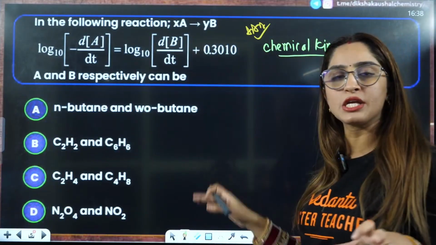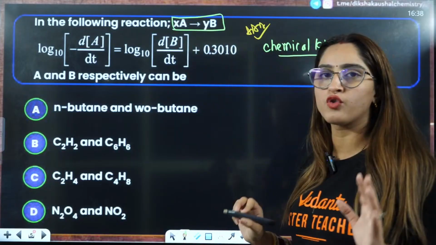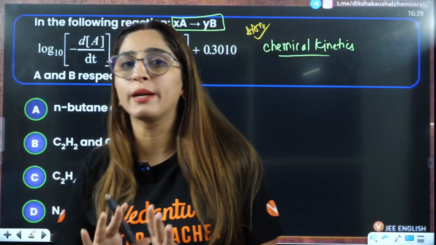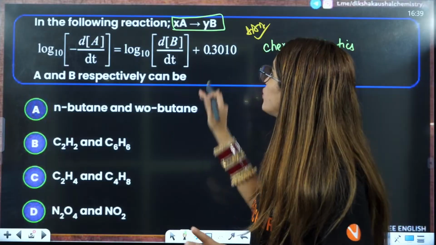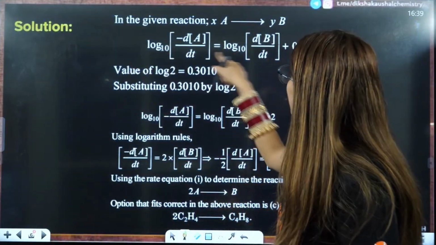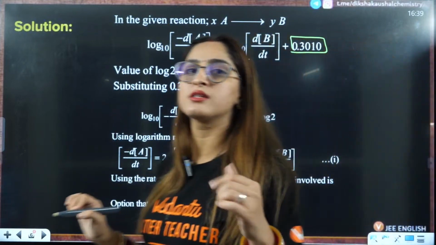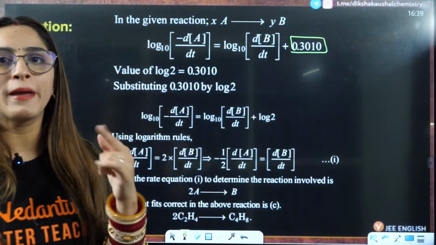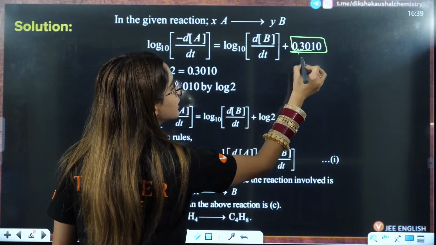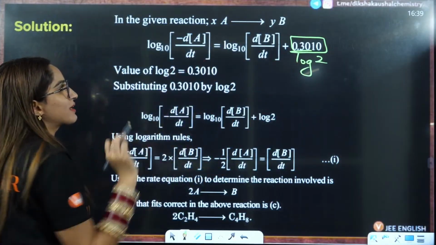Firstly, we will convert this into the reaction, right? So the reaction given to us is X of A gives rise to Y of B. We need to understand what X and Y are. With that only we'll be able to understand this. That means you have to come up with the rate law equation here. This is the equation given to you. Now, 0.301 is log base 10 of 2. So we'll put this here: log base 10 of 2, log base 10 of dB by dt, and log base 10 of minus dA by dt.